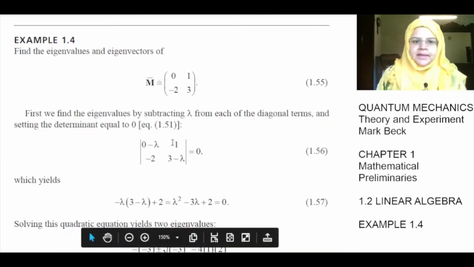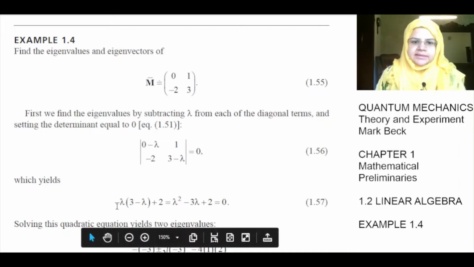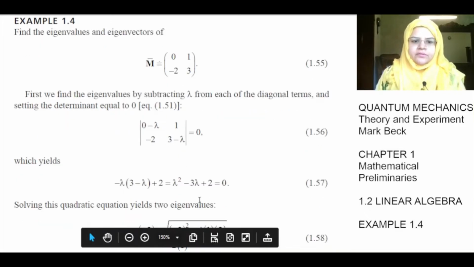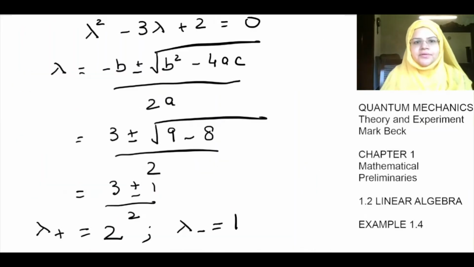If we multiply the diagonal terms, we get minus lambda bracket 3 minus lambda minus off diagonal terms, which is minus 2. This makes it minus lambda 3 minus lambda plus 2. If we carry out the multiplication, we get lambda square minus 3 lambda plus 2 is equal to 0. Solving this quadratic equation yields two eigenvalues. We have a quadratic equation, so we will get two values of lambda.